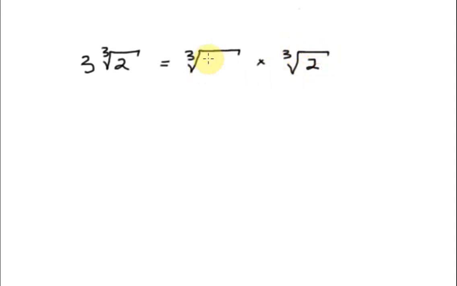Now the number you need to put in here is going to be 3 cubed. So that number, 3 times 3 times 3, is 27. And now I'm ready to put it together as my final answer. This is the cube root of 27 times 2, or 54. So there's my entire radical as an answer.